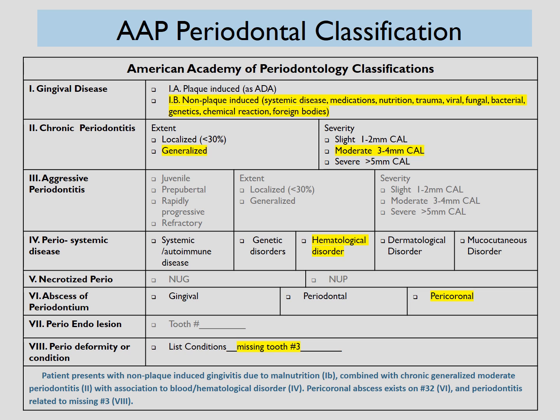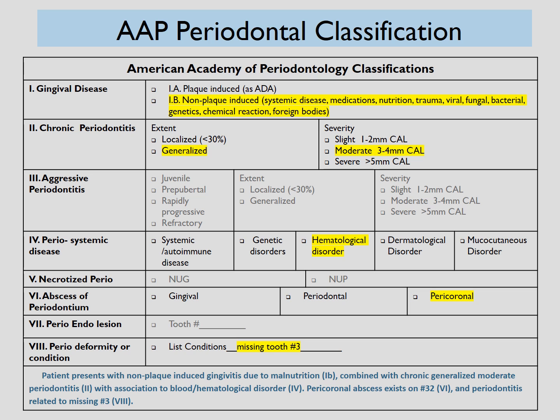On this slide, we will examine Brenda's AAP periodontal classification. Brenda has non-plaque-induced gingivitis from a systemic disease, medication, and her nutrition. She has chronic periodontitis generalized throughout her dentition, with a severity of 3 to 4 millimeters of clinical attachment loss. She presents with a systemic disease as a hematological disorder. She also has an abscess of the periodontium, which is pericoronal. There also is a missing tooth, which is number 3.